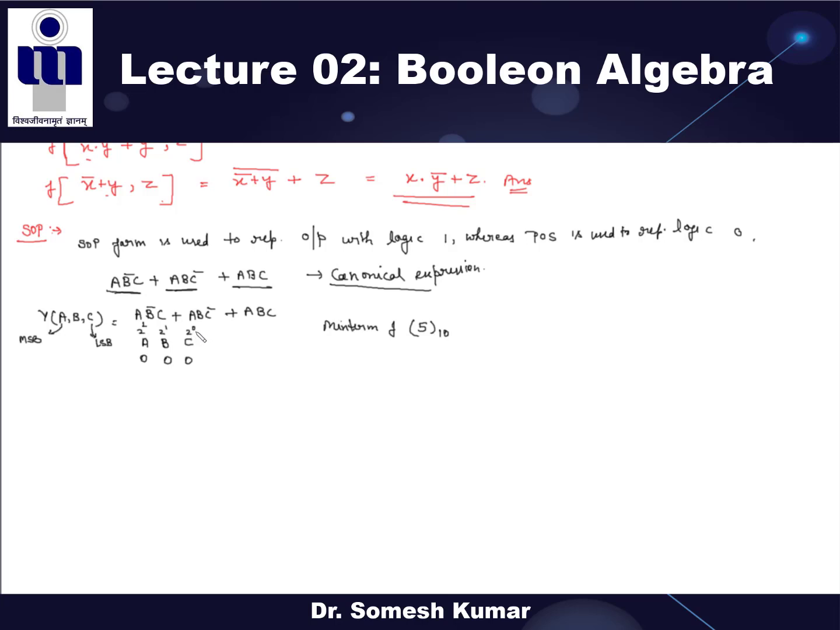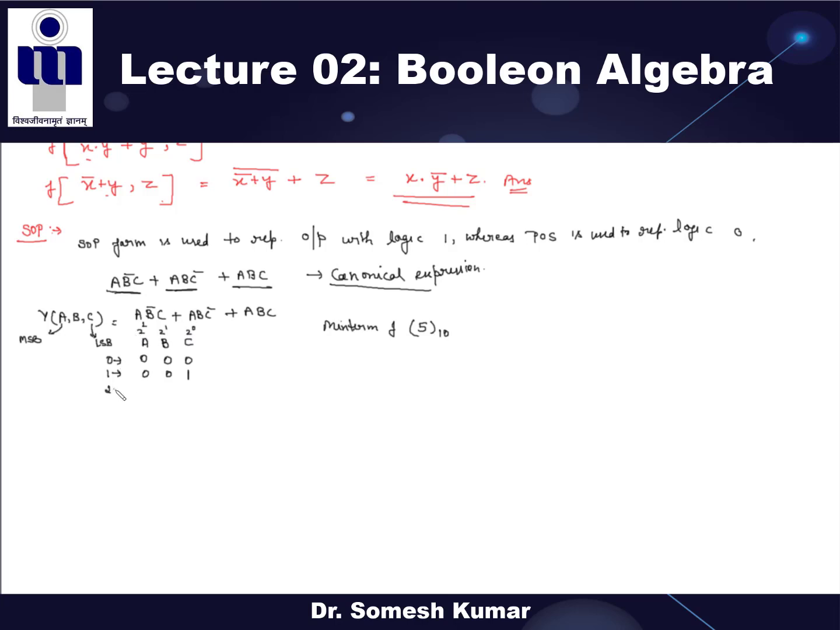2 to the power 0 is 1, 2 to the power 1 is 2, and 2 to the power 2 is 4, right? Now how can we write 0? We write it as 0 0 0. How can we write 1? 0 0 1, because the C position is 2 to the power 0, meaning the weights are 4, 2, 1. So this is the way to make the truth table.